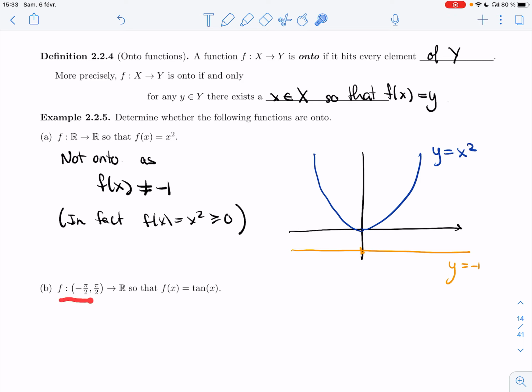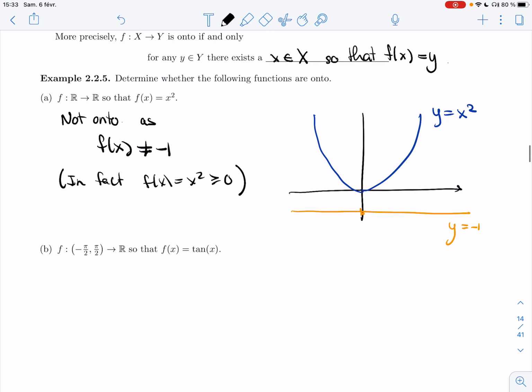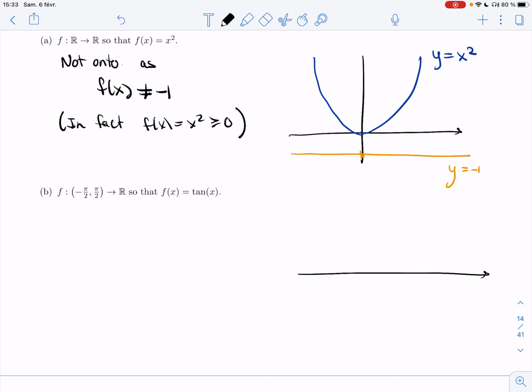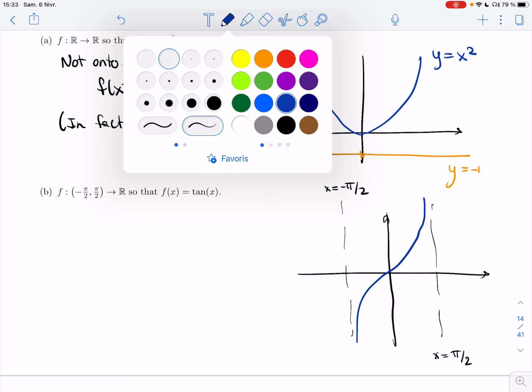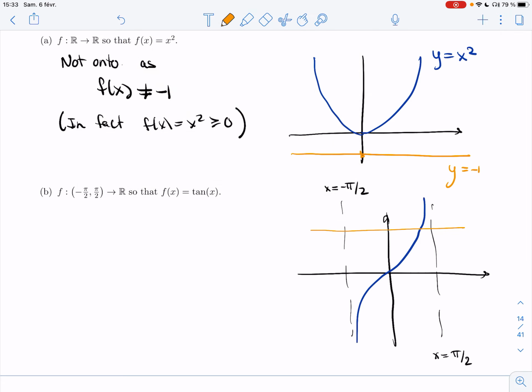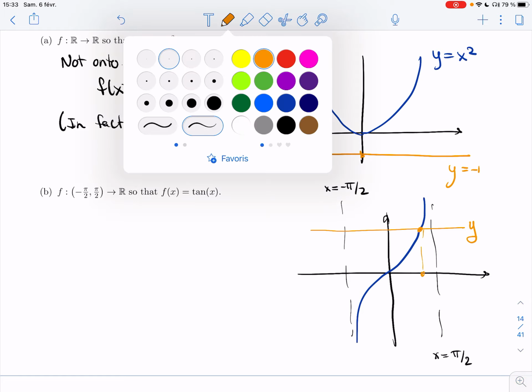I want the map from -pi/2 to pi/2 that sends an element to its tangent. If you remember, -pi/2 is this vertical asymptote. Pi/2 is the next one. And so the graph looks like this. It's going to hit every y value once. All right, so this is onto.